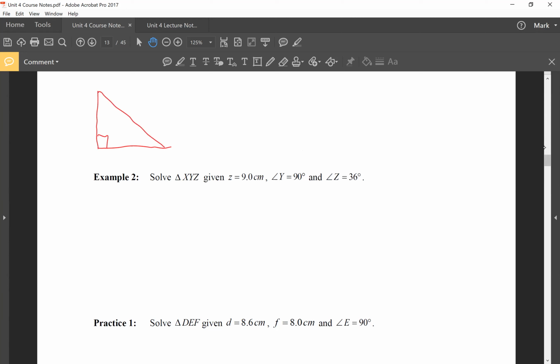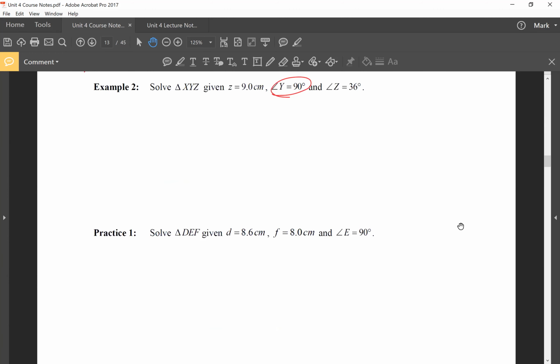Okay, so there's my triangle. I want to solve angle XYZ. Now, first things first, the most important angle. This angle Y is 90 degrees. You always start at your right triangle. Look at every practice problem, guys.